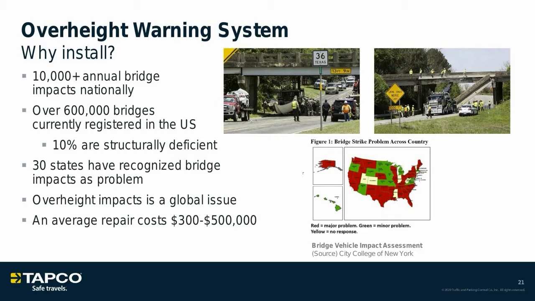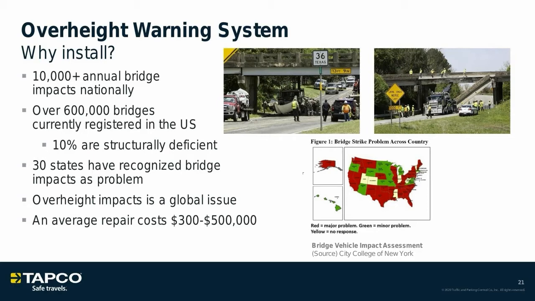So why do we say that? Well, if there's an impact on a structurally deficient bridge, there's a higher percentage that bridge is going to be not destroyed, but impacted more so than a newer bridge. So if you've got a bridge that's older, maybe structurally deficient, and you're seeing some impacts, this particular system would be something that we'd want to look at. Again, as you see on the screen, 30 states have recognized bridge impacts as a problem. So if your state is in that realm, we can obviously discuss this and go from there.